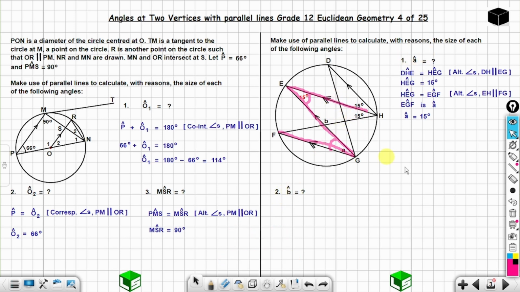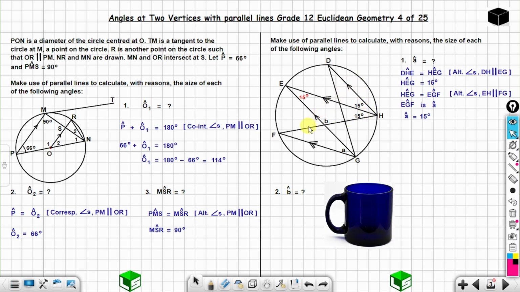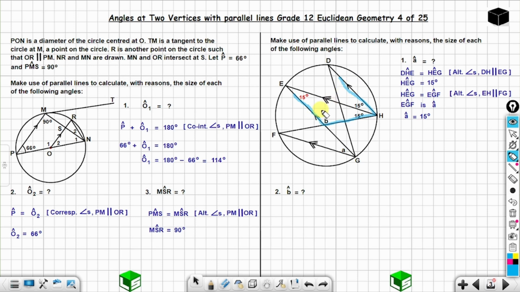Let me erase this. The angle B, this angle. Can you see you have this line and this line, they are parallel to each other. You can have a U shape. Let me show you. Can you see the mark? The U shape, the mark. This line is parallel to this line. So you can use your mark or the U shape.